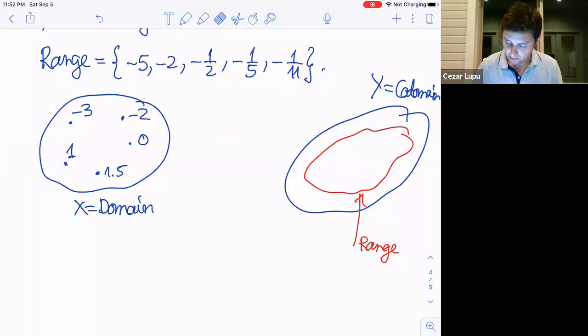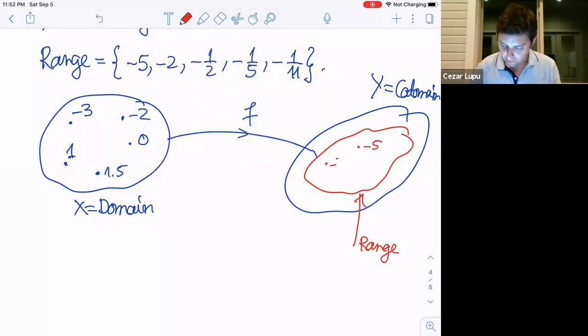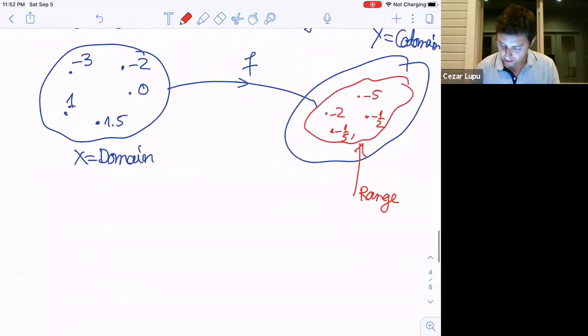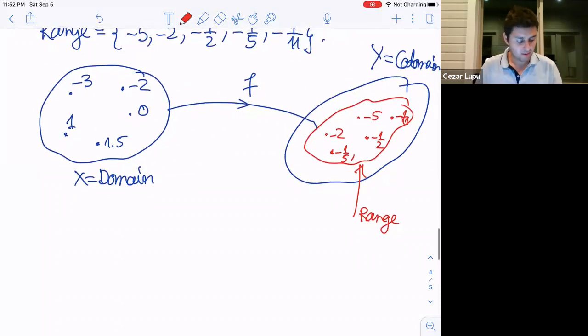Okay, so these are sent here through the function f. And here we will have the following elements. We'll have again -5, -2, -1/2, -1/5, and we'll have, say here, -1/11, right? So this is what we have. And all of these are obtained through the function f. Okay, so this is the picture. That's why I think it's quite clear.